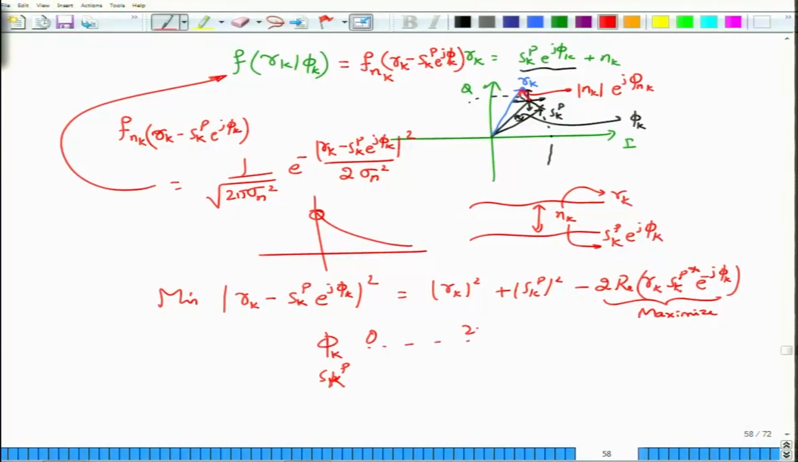Over 0 to 2π, you try out some 10 samples, and then you multiply each of those samples by e^{−jφ_k} after conjugating the known sample s_k. So, this is known to you, this is what you are trying. R_k is what you have received, therefore this is also known to you, and then you take the product of these to obtain the correlation, take the real part of it, and whatever maximizes this product will be the estimate φ_k.